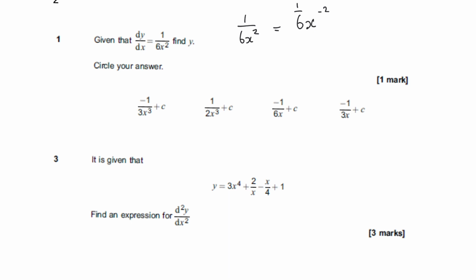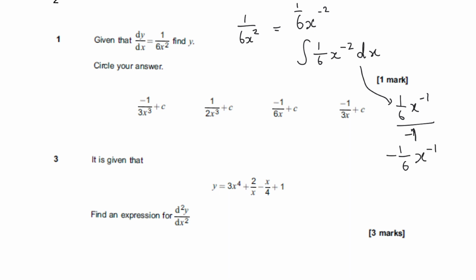So now we have that in a form ready for integrating it. If we were to integrate 1 over 6 x to the minus 2 dx, we would end up with, remember with integration, you need to add 1 to the power and then divide by that new power. So that would end up being 1 over 6 x to the minus 1 over minus 1. Anything divided by minus 1 is going to change it to a negative 6, and then x to the power of minus 1, and then plus c. Because remember, whenever you integrate, you always end up with plus c.